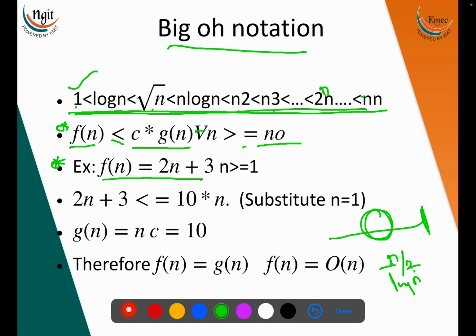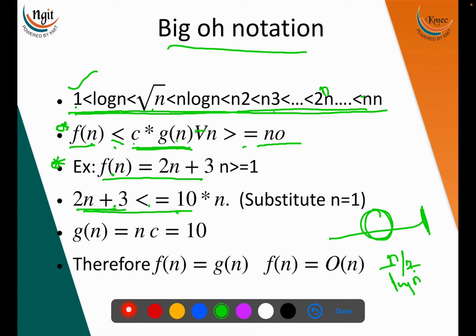Now this is the formula. What is the formula? f(n) should be less than or equal to C into g(n). So f(n) is 2n + 3. Substitute 2n + 3 here, less than or equal to C into g(n). Now I am taking some constant value which is 10. Now the question comes, why only 10? It doesn't mean that you have to take 10 only. You can take any value such that this equation is true.